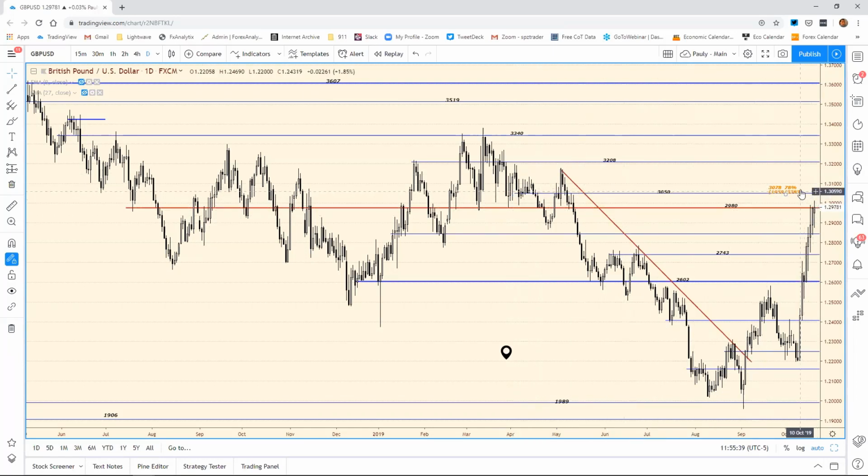Confluencing with 3078, which is the 78% of this entire move from 1959 to 3383. If y'all are familiar with cable and really all the sterling pairs, it loves to trade against the 78% and reverse back, or at least pause, whether it's cable or the guppy, or sterling versus the Aussie or other pairs, sterling versus the Kiwi. Generally, the markets respond very well to the 78% with the sterling pairs, especially the cable.